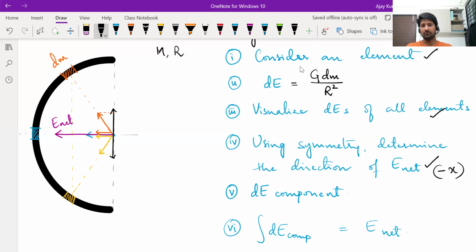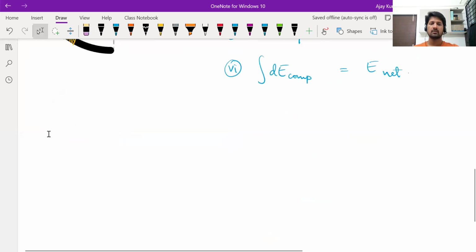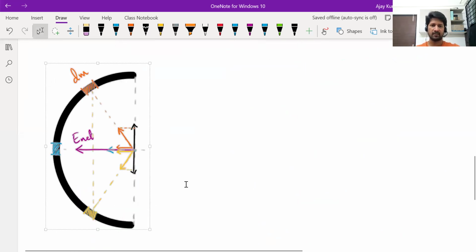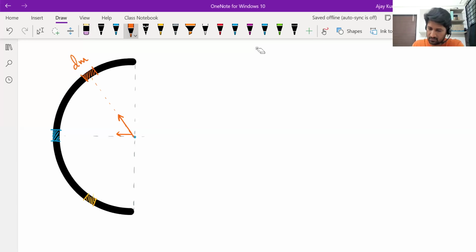So you don't have to integrate the complete gravitational field produced by each element. You only have to integrate the x components of the fields produced by each element. Let us see how to take the x component now. Of course, to take a component, you need the angle made by the vector with the x-axis. So let's consider only that orange element. Okay, a reference line is needed. This is the field produced by one of the elements, and we need the x component of that field.